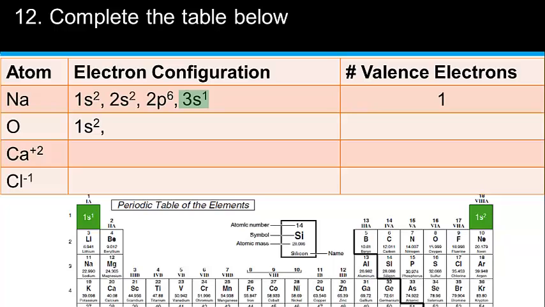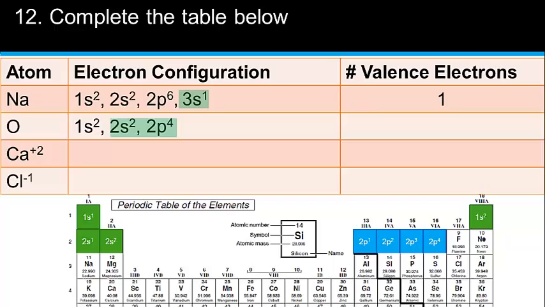Next, I come down to lithium. So that's 2s1. Beryllium is 2s2. And I'm at the end of the s block, so I need to write it down. Now I come over to boron, which is 2p1, carbon is 2p2, nitrogen is 2p3, and finally at oxygen, 2p4. So there's my electron configuration.